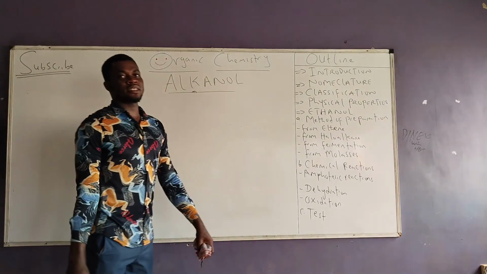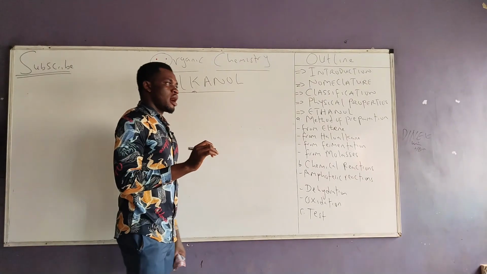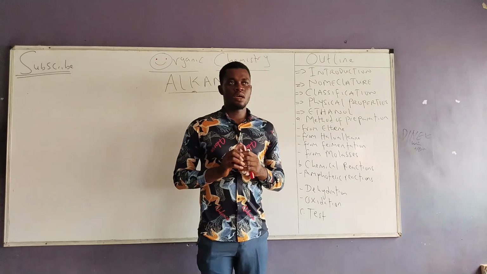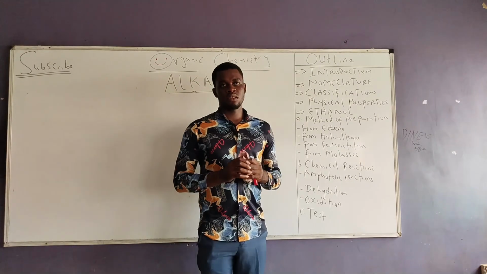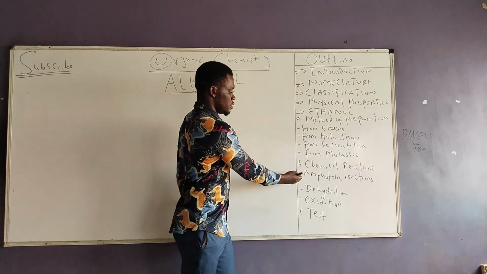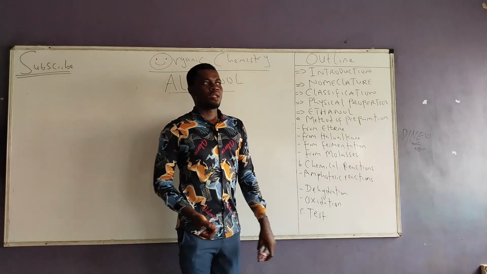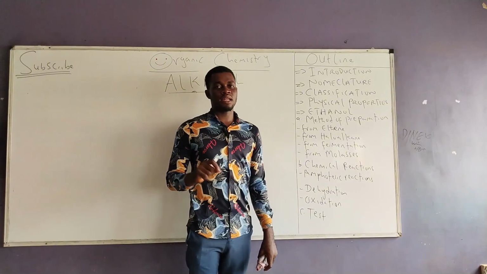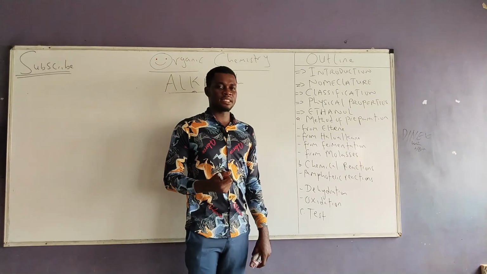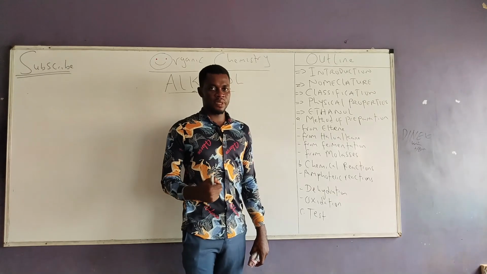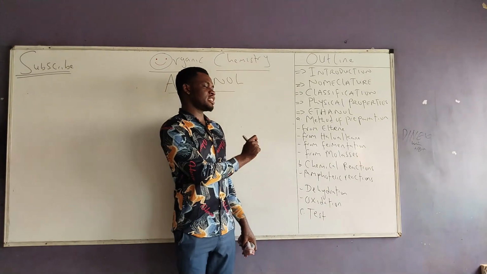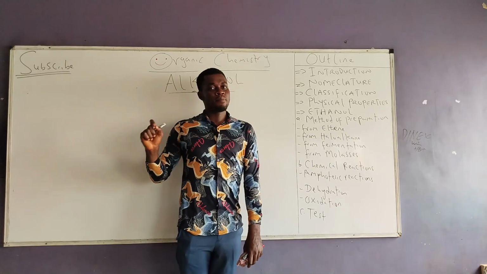The first one is amphoteric reactions. I want to make a point very clear, so please pay attention. Alkanols are not acidic. Alkanols are not basic. But why am I using the word amphoteric reactions? Despite the fact that alkanols are not acidic and not basic, or rather the best way to put it is they are not strong enough to be considered acids, neither are they strong enough to be considered bases. But to an extent, they can exhibit some slight acidic properties and some slight basic properties.